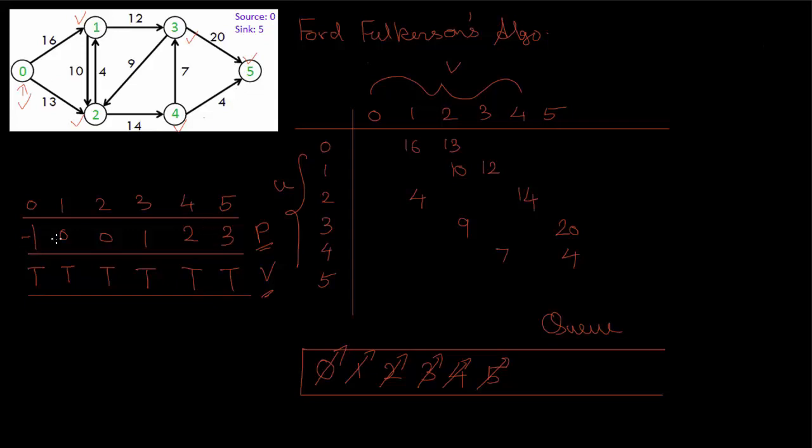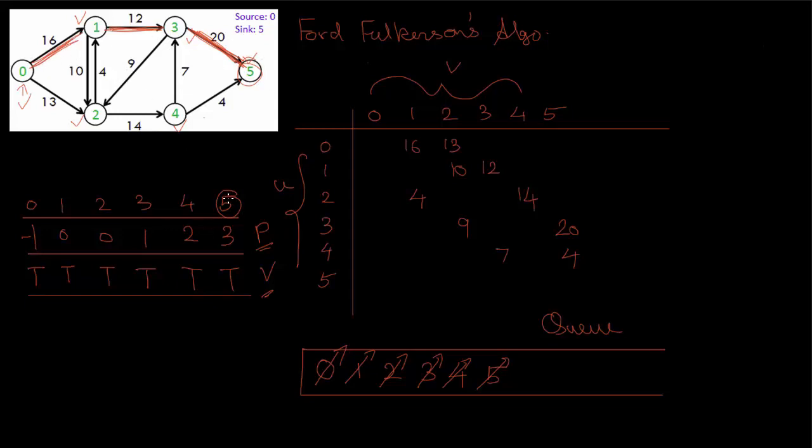So what is the path we found? We found that the path ends at 5, right? But there is a path from 5 to 3. So this is one path. Then from 3, there's a path to 1, right? Because 3 is over here, 5 to 3, 3 to 1. Then there's a path from 1 to 0. So this is the first path which we found.